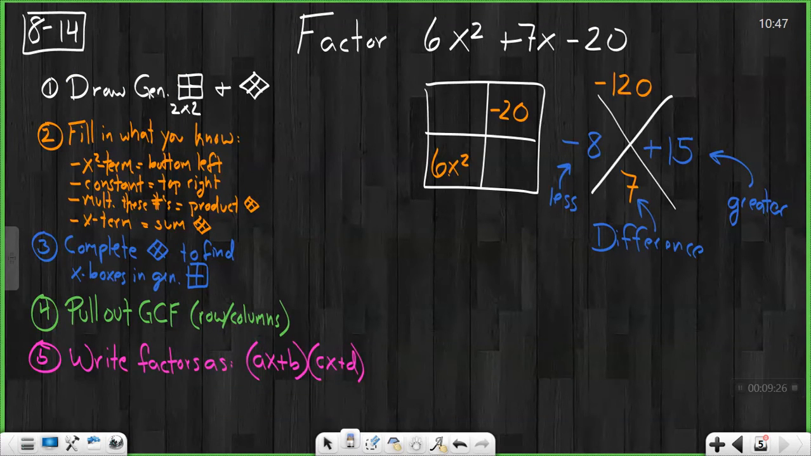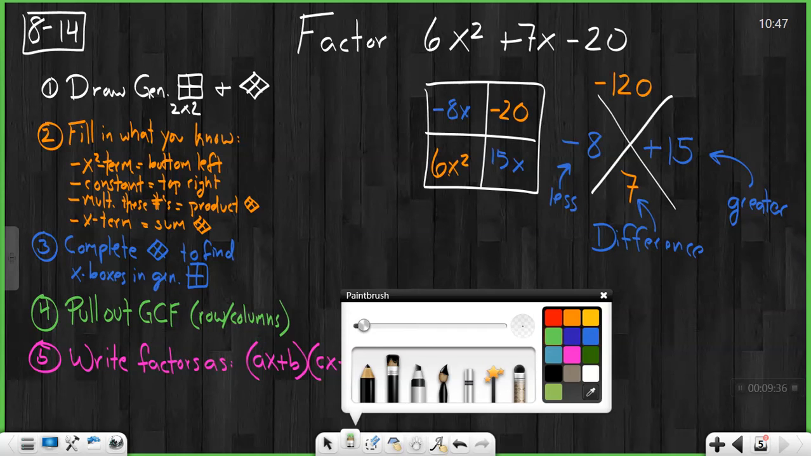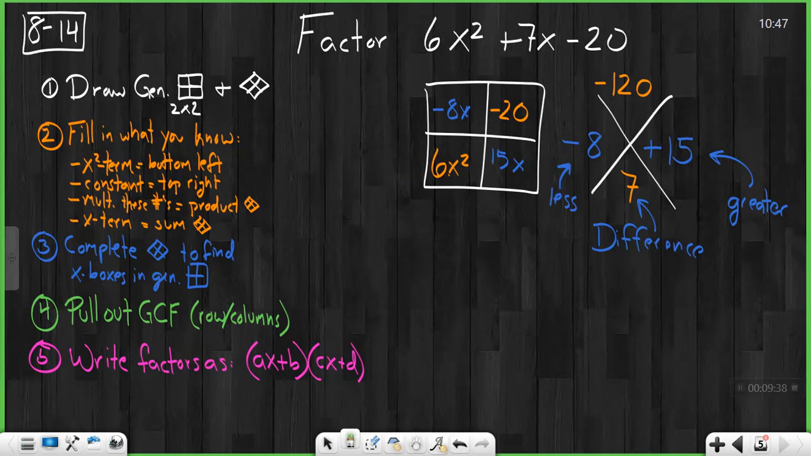In this case, these ones work, negative 8 and 15, so let's plug those in to our missing x boxes. And it doesn't matter which one we put where. Step number 4. All right, 4, I'm going to pull out my GCF now.